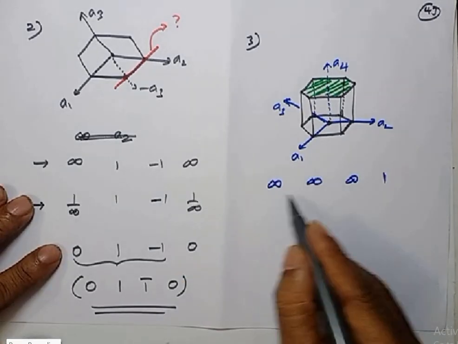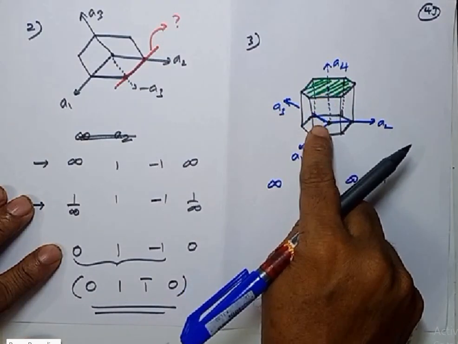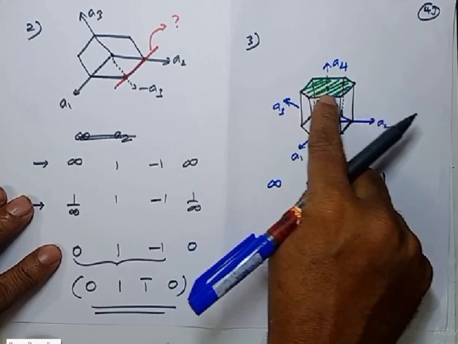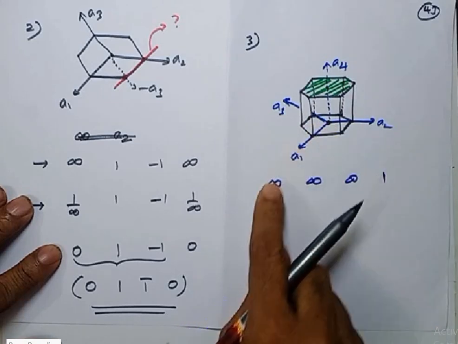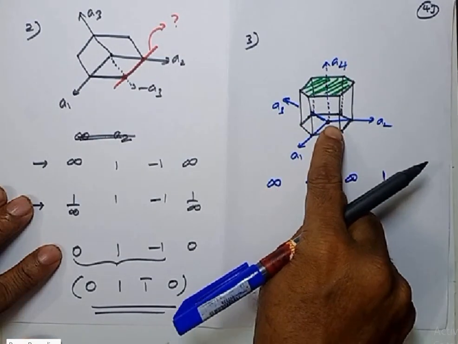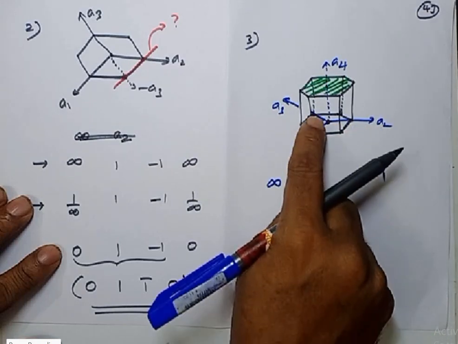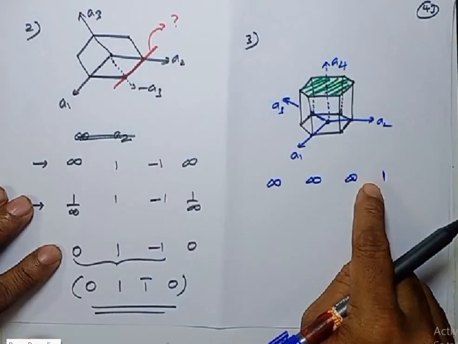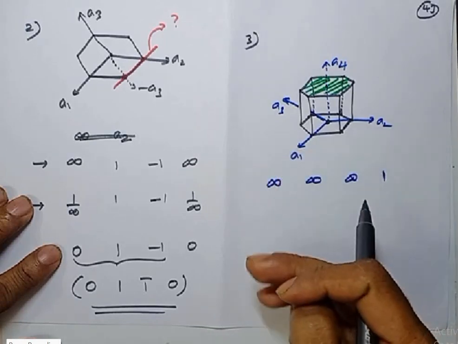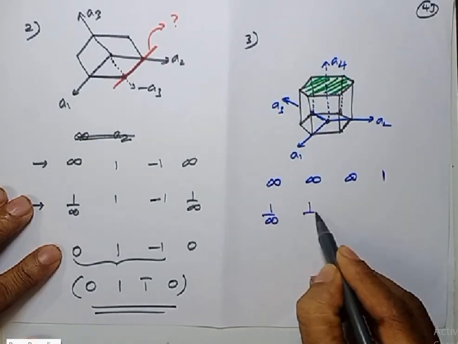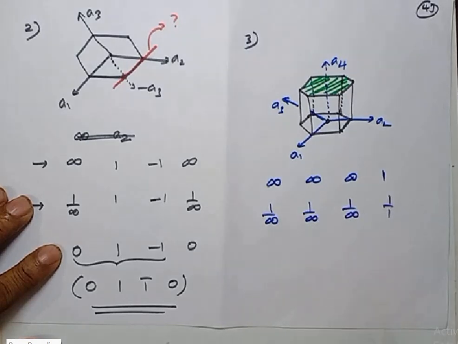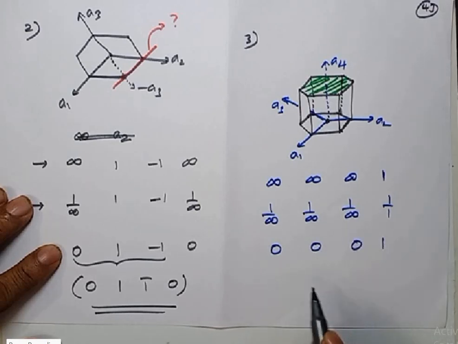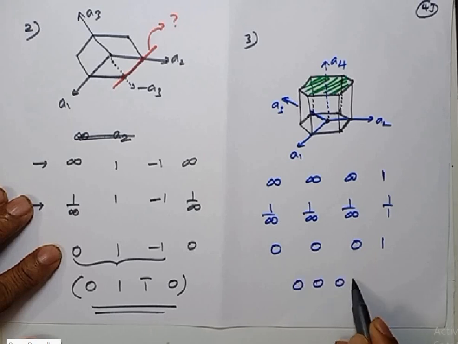So these are the intercepts, right? This plane is parallel to A1, parallel to A2, and parallel to A3. It cuts the A4 axis at unit length. Since it is parallel to A1, the intercept is infinity, parallel to A2 so infinity, parallel to A3 so infinity, but it cuts the A4 axis at unit length, so the intercept is 1. Now the next step is to take the reciprocal. 1 by infinity is 0, 0, 0, 1 by 1 is 1. Therefore the Miller-Bravais indices for this plane is the 0 0 0 1 plane.